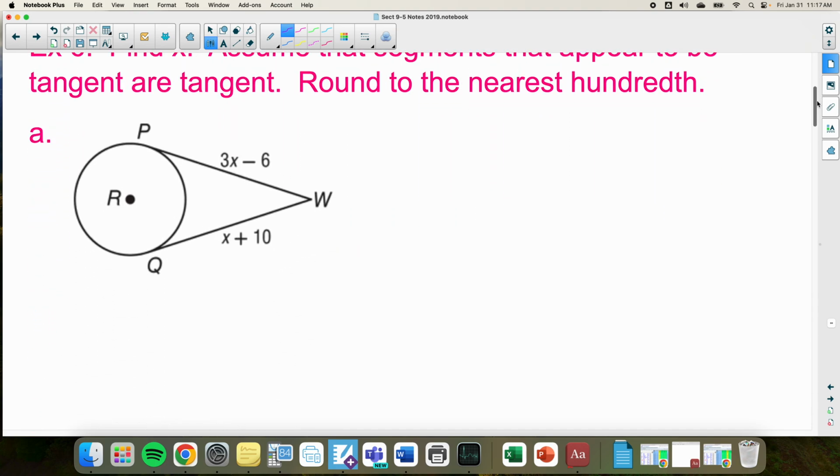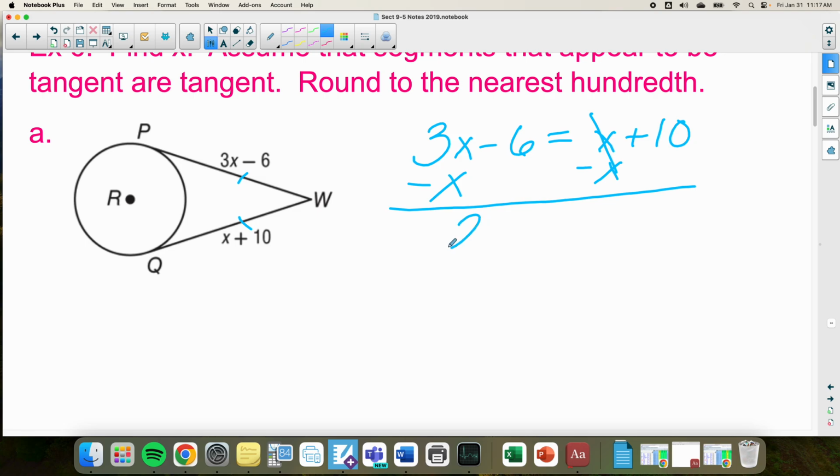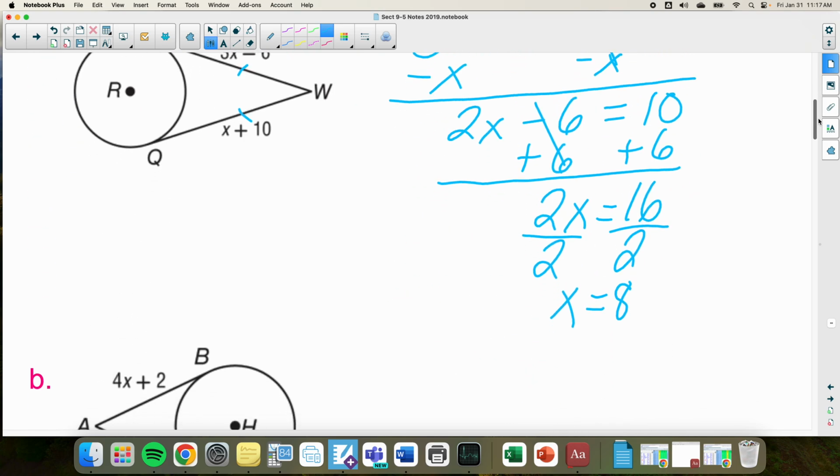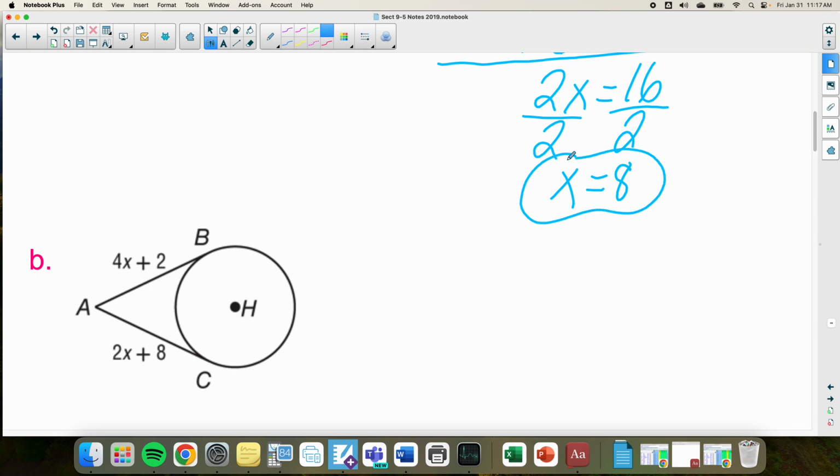So if I come down here, all I have to do here is realize those two are going to be equal. I set them equal to each other and I solve for x. Okay, so I'm going to subtract x, and I get 2x minus 6 equals 10, and then I'm going to add 6, and I get that 2x is 16, and then I divide by 2, and x is 8. And again here, they just wanted us to find x, so that would be my answer.